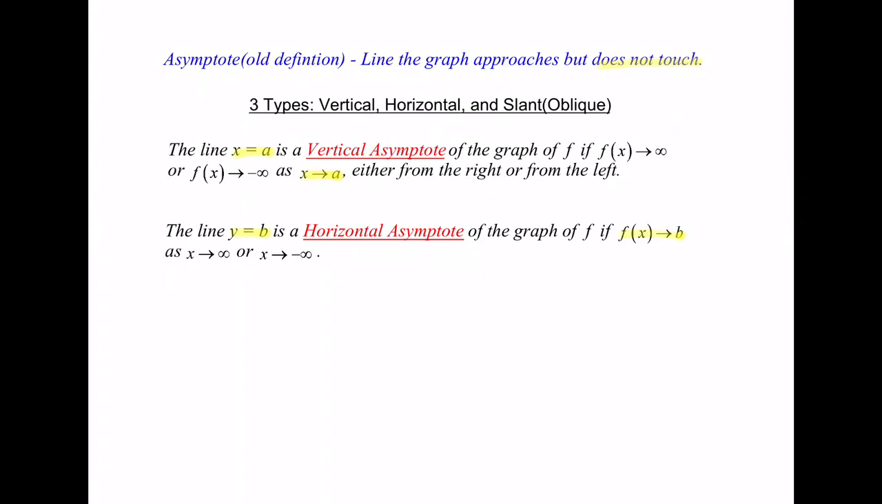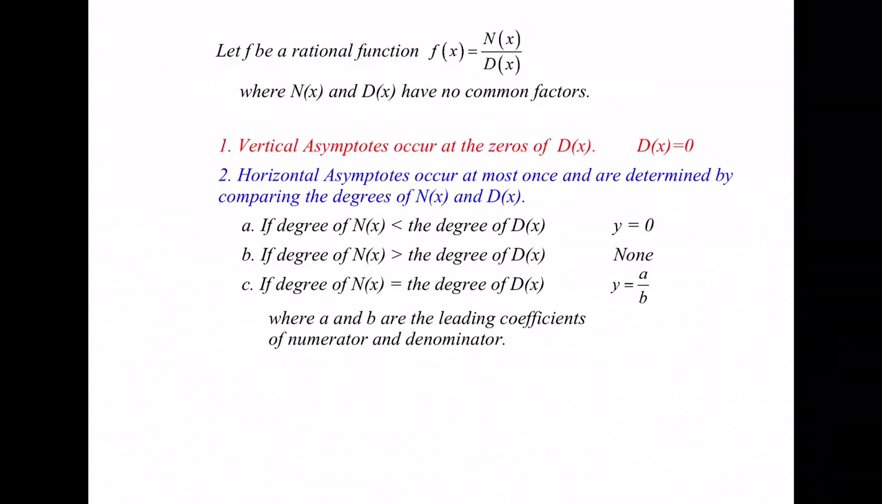So you will actually find out that on your horizontal asymptote, sometimes your graph actually crosses the horizontal asymptote. So potentially it could look like this, where it crosses the horizontal asymptote, still approaches it, but it approaches it from the other side. So don't be surprised. So that old definition that we have, where the graph approaches but does not touch, is not really accurate, especially with horizontal asymptotes. So how do we find these vertical and horizontal asymptotes of a rational function?